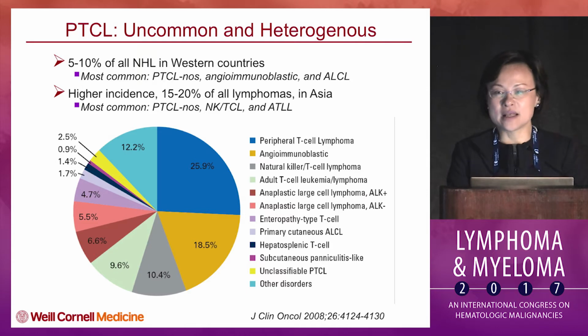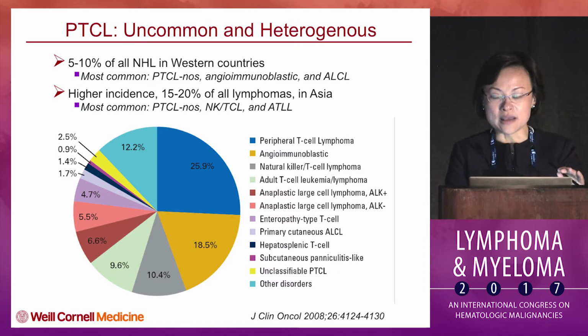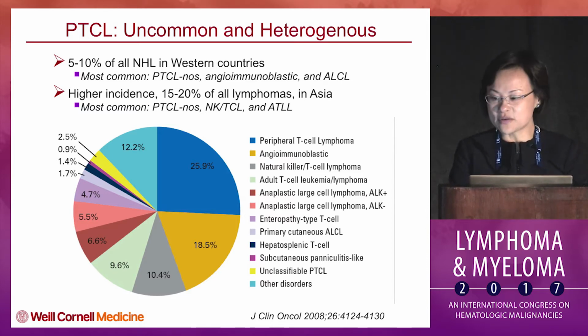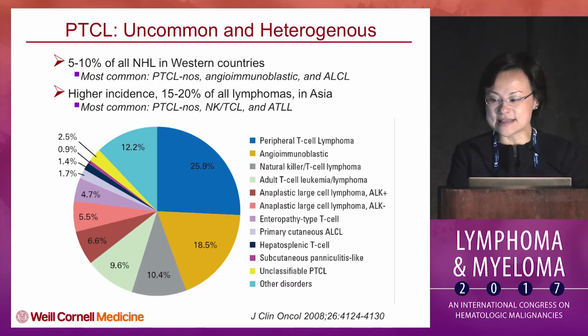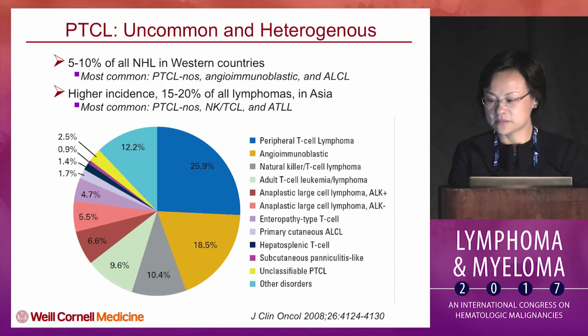The most common three are PTCL-NOS, angioimmunoblastic T-cell lymphoma, and anaplastic large cell lymphoma. The incidence is higher in Asia, about 15 to 20%, where PTCL-NOS remains the most common, but virally driven T-cell lymphoma such as NKT-CL and ATLL are more prevalent.